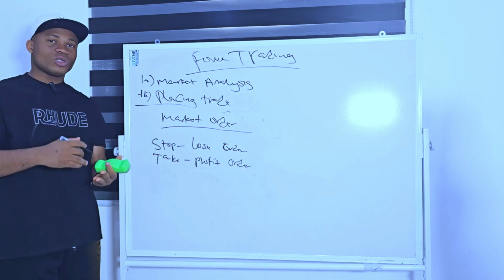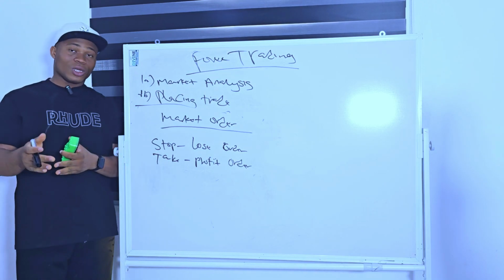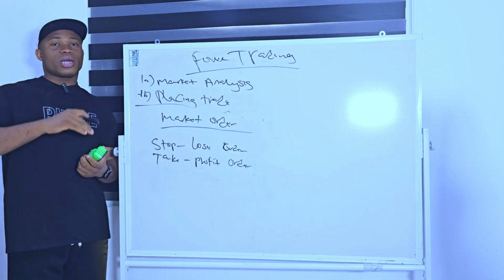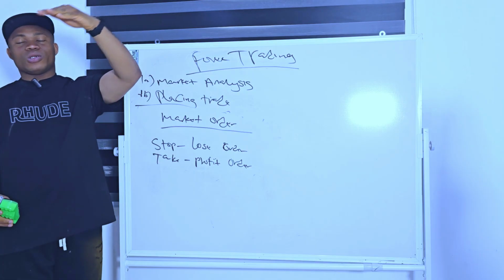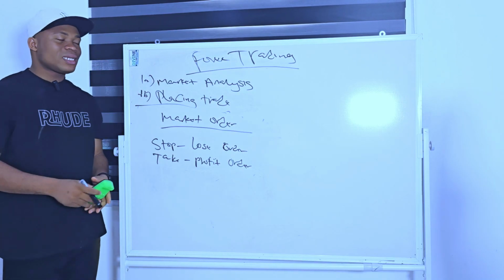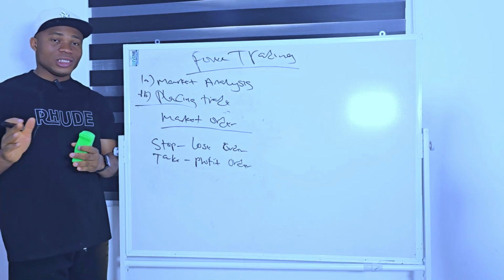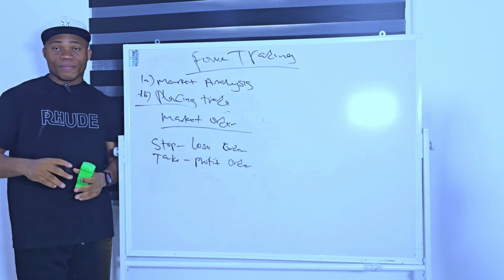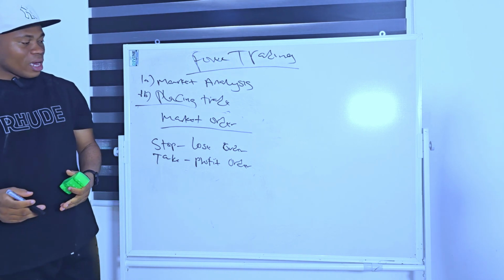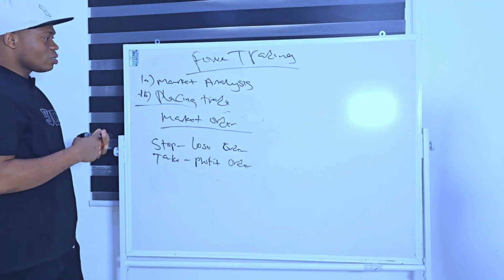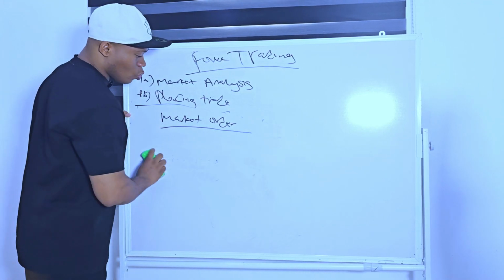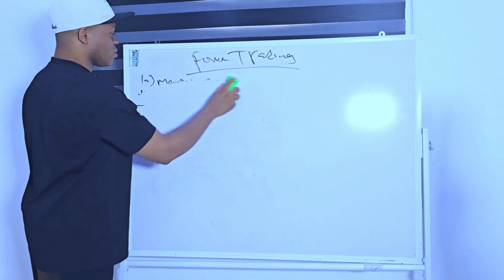So whenever the market gets to your take profit, maybe you are risking $10 and you are targeting like $100, that is times 10. Once the market gets to that level that you have set as take profit, the trade will automatically close and secure your $100 profit. So that's what I mean by stop loss order and take profit order. So without wasting time, let's get to managing risks.